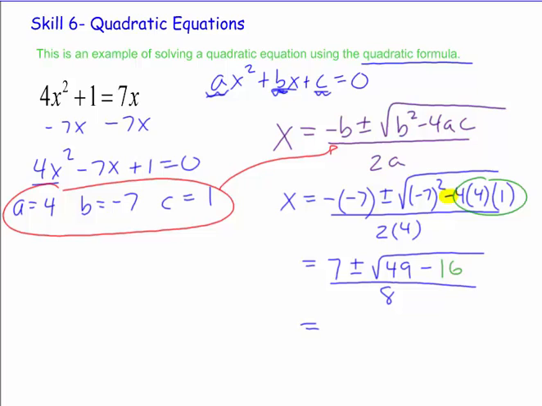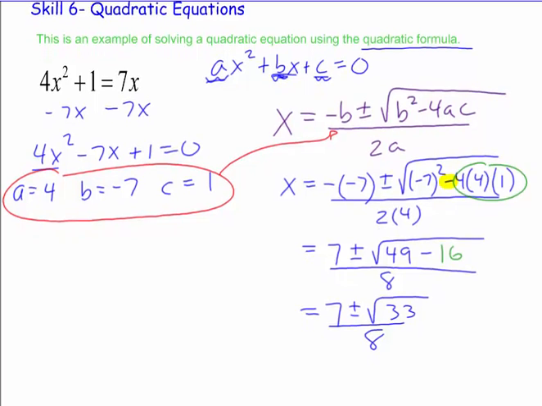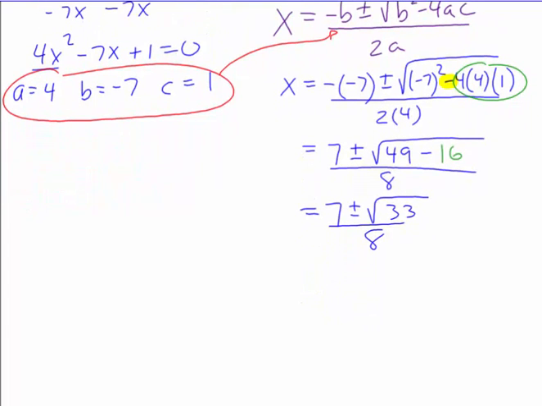Let's just keep reducing that root. So what's underneath that radical? That square root is 7 plus or minus, and then we have to take 49 minus 16. 49 minus 16 is 33, all over 8. Now, we want to calculate out those solutions, so you guys are going to need to get out your calculator and try this out.